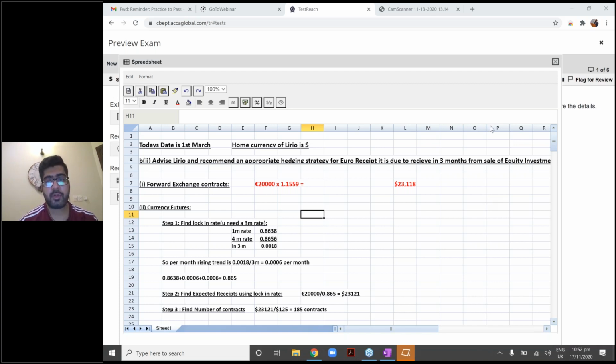There are 2 questions from Anjali, oh, it's the same question. If the contract size was in euros, the number of contracts would be very easy. 20 million euros is the receipt and the contract size is 125,000 euros. Euros and euros, divide to get the contracts. No need to convert.